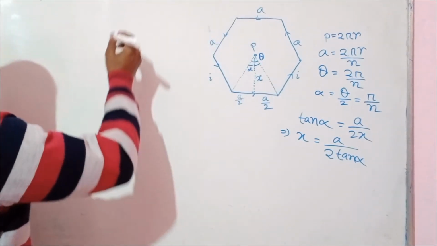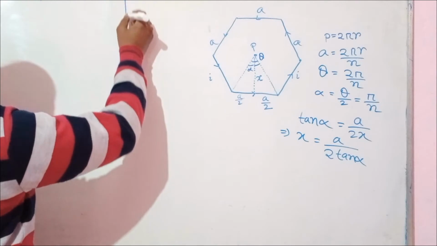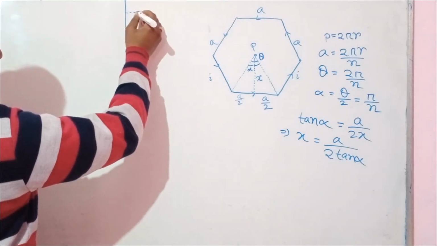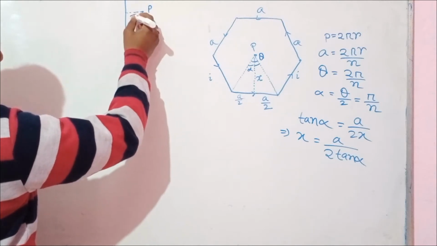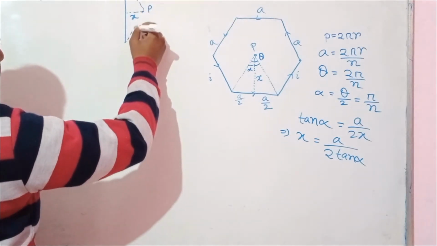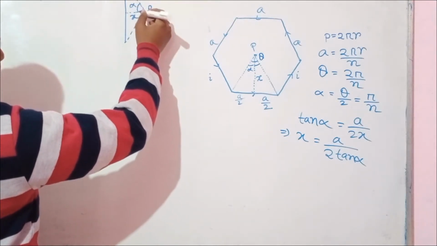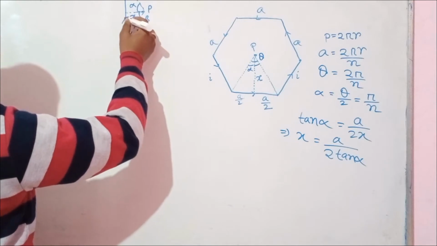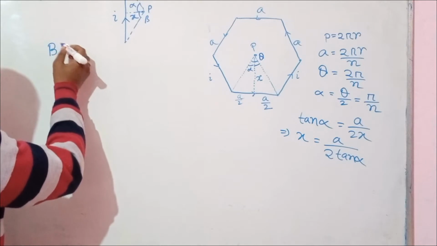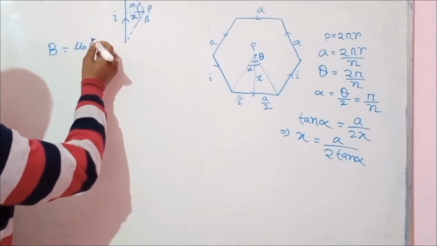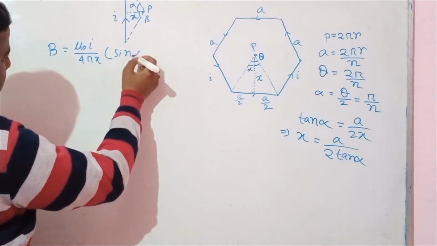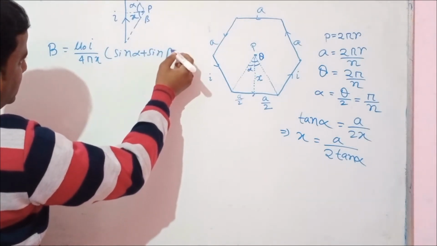Now we know if this is a conducting wire of finite length and this is a point at a distance x, the two ends make angles. This is alpha, this is beta. This conductor carries current I. Then magnetic field B equals mu naught I upon 4 pi x into sin alpha plus sin beta.